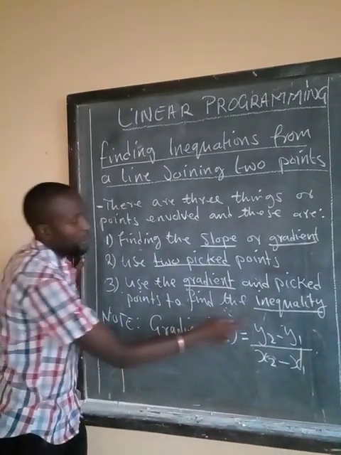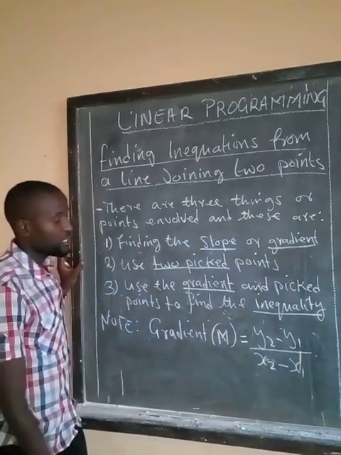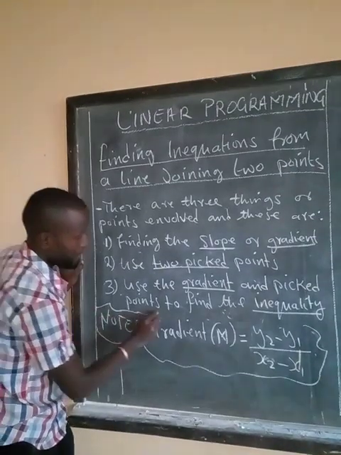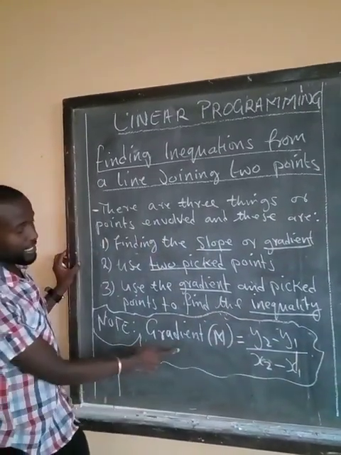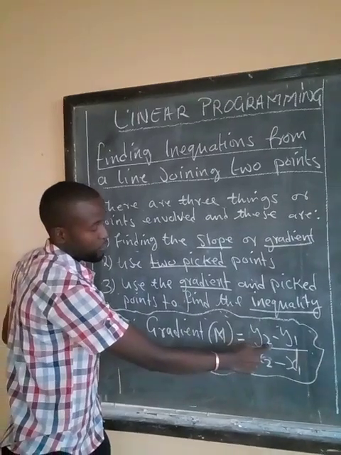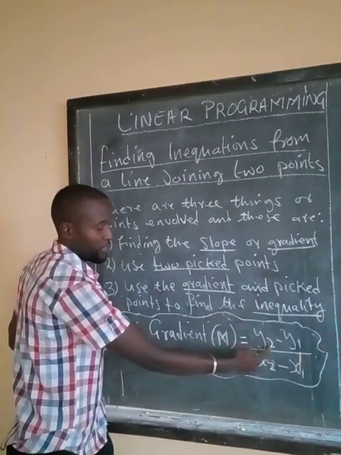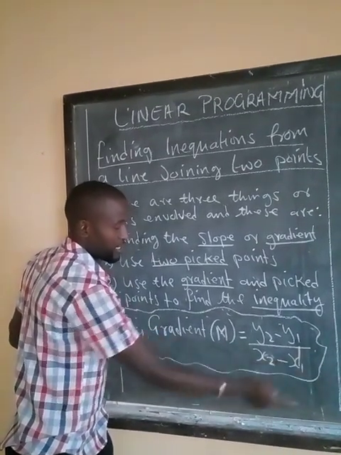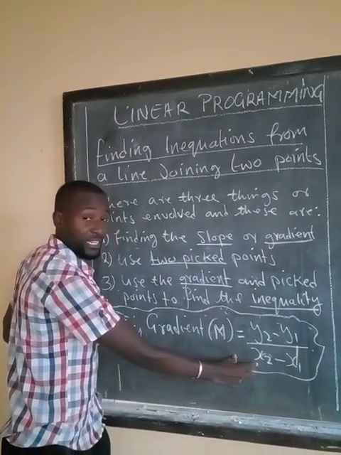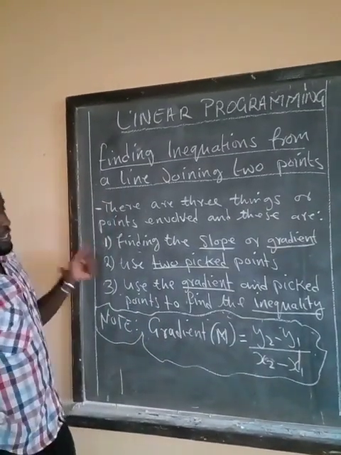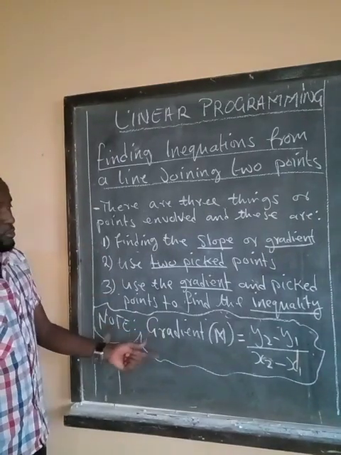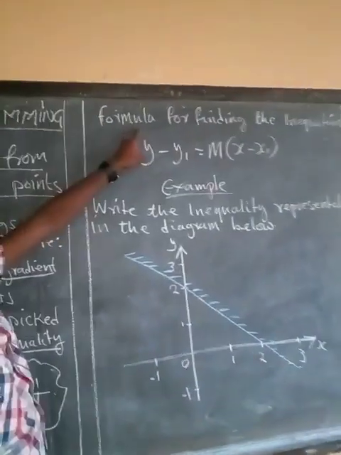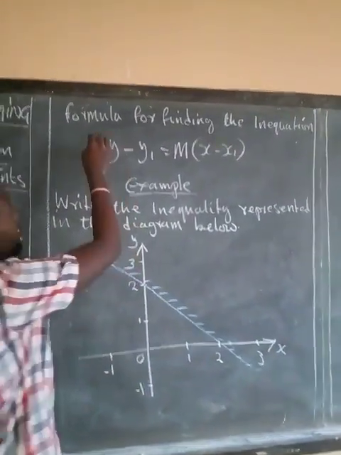For you to be able to come up with this inequality or the equation, you need to know the formula for gradient, which is right here. This formula is very important, which simply says gradient is equal to y2 minus y1 over x2 minus x1. So this is the formula for finding the gradient. Once you have this formula at your fingertips, it is going to help you understand the rest.